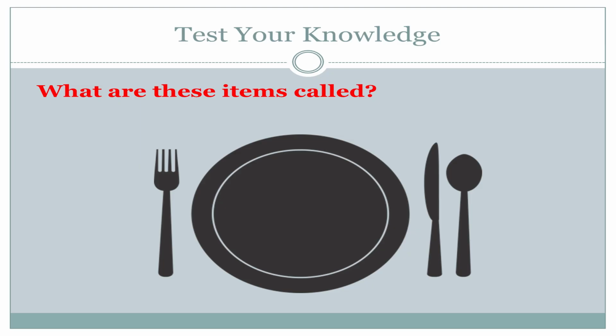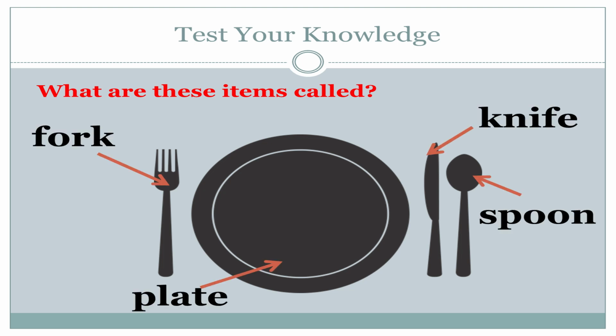Now let's check our knowledge. What are these items called on the table? Yes, that's right. We have a fork, a knife, a spoon, and a plate. So this must be a place setting.